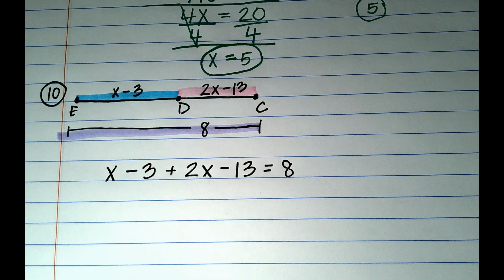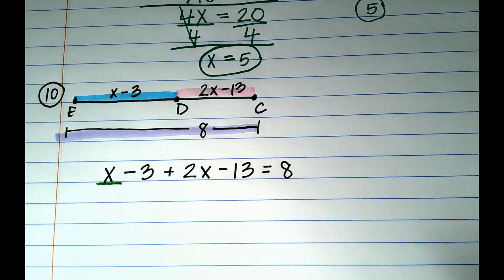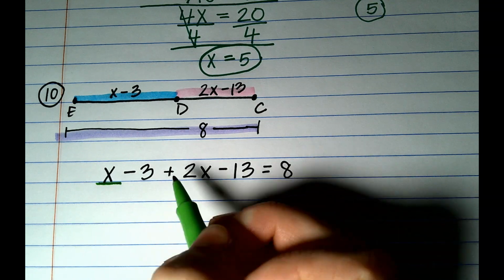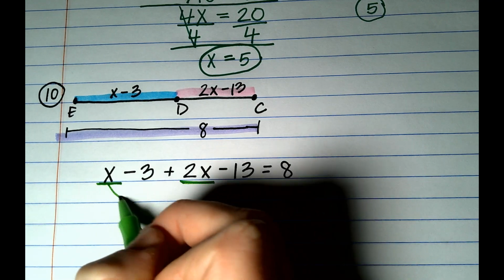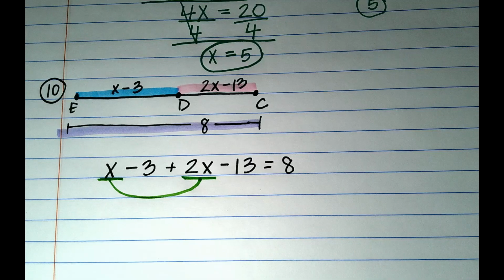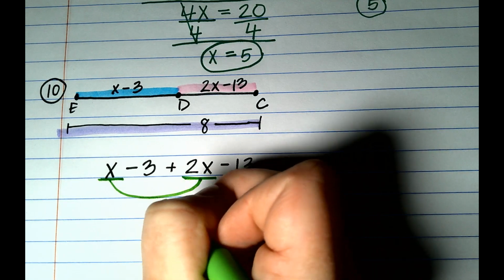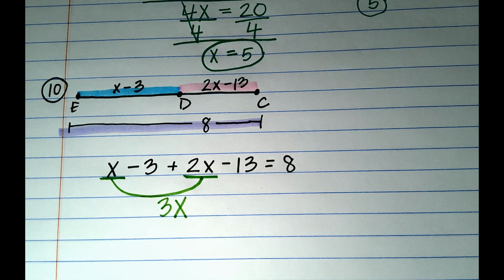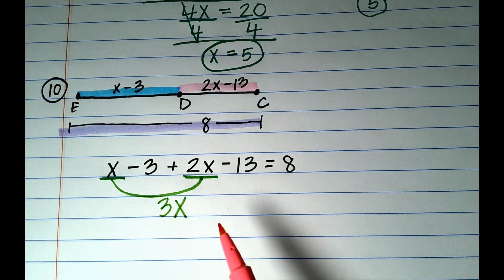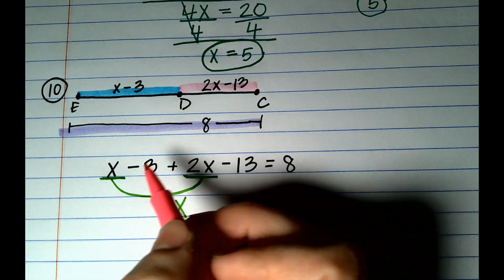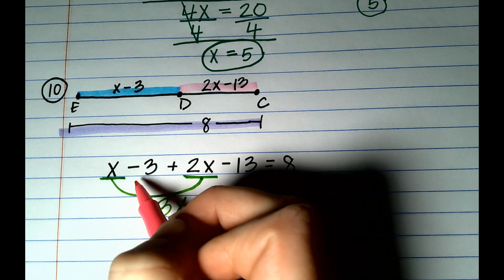Okay, so what's the first step now that I have my equation set up? Combine like terms. What can I combine with x? 2x. Okay, and what will that give me? 3x. Okay, so you see where you messed up. Gotcha. Okay, so 3x minus 3 minus 13 equals 8.